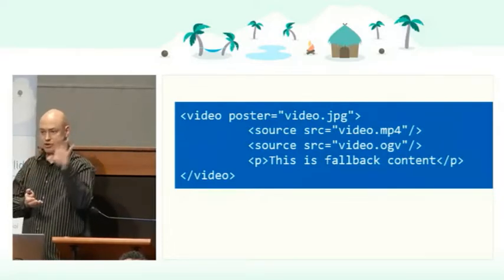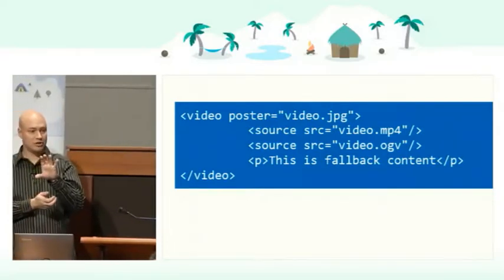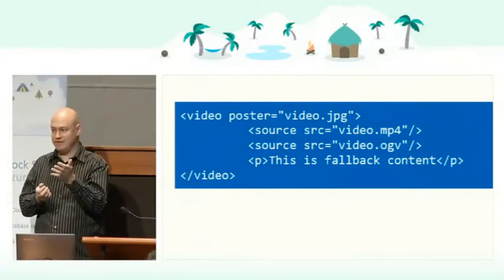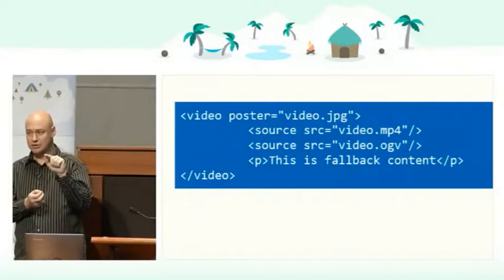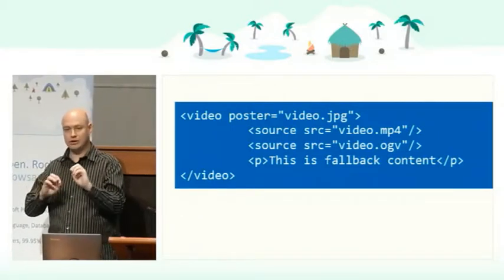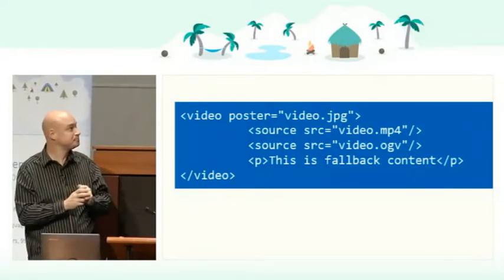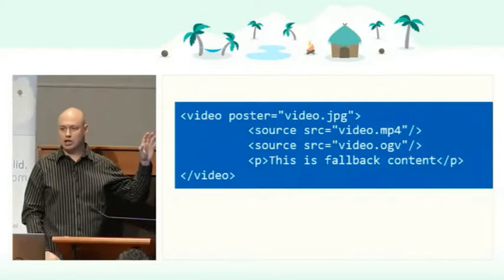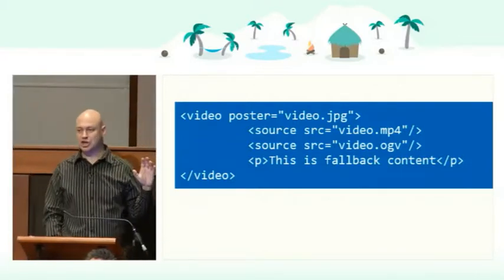And in that case, then it would drop back and it would show the video tag. But it would say, wait a minute, I'm IE6 or whatever, I don't have video tag support. So then it'll drop back and it'll show that P tag. And the P tag would say, sorry, you need to go here or you need to download the video or something like that.